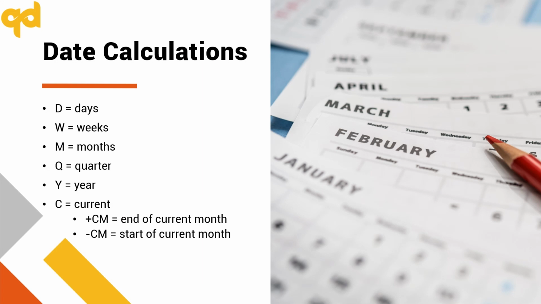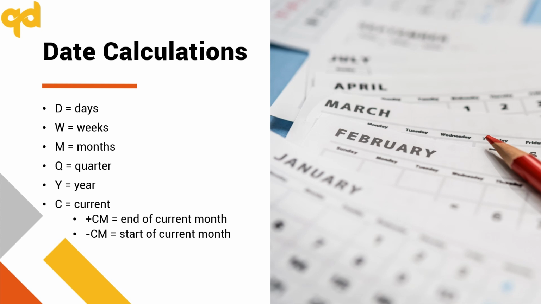And you can use these with a number prefix. So for instance, if you want to add 3 days to a date, you'd say plus 3D, or if you want to add a year, you do plus 1Y. You can also use the letter C, and if you use this before a particular month or year, for instance, it will take you to the end of the current date or the start of the current date. So plus CM means take me to the end of the current month, and minus CM means take me to the start of the current month.